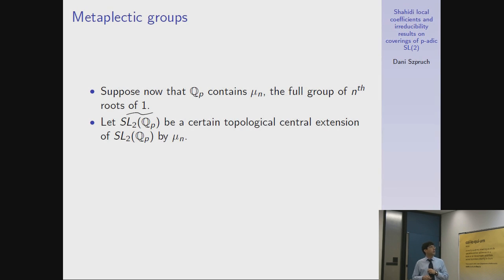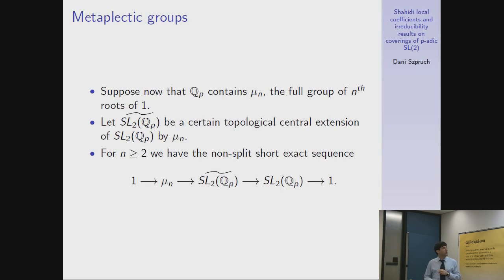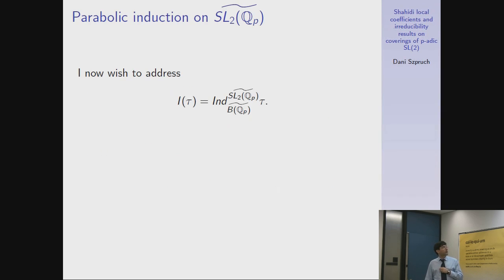SL2 tilde is the central topological central extension of SL2 by mu_n. So we have a non-split short exact sequence. So this sits in the center, and this is a quotient. This is not a subgroup and not even close to being a subgroup. And the point is that for n greater or equal to 2, those are not groups of matrices. You cannot embed them inside any GL_m. And I wish to address the same question of reducibility of this representation. Okay?